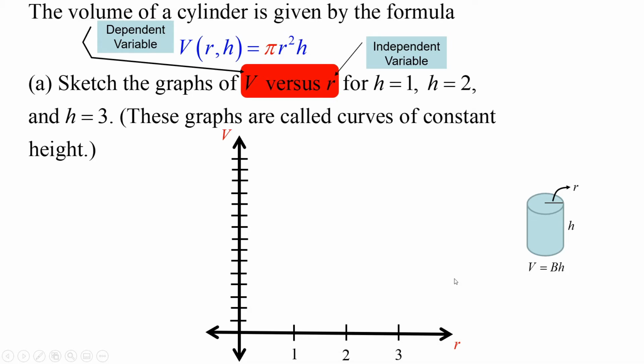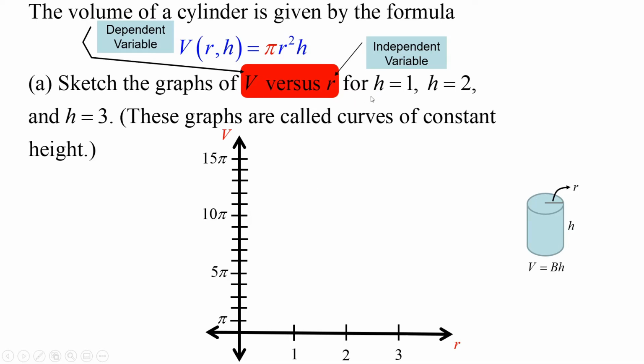Now I've got to think about my outputs. My outputs are going to be the radius squared times pi when h equals 1. So I'm going to scale the V axis in terms of pi's, and I think I can get away with every hash mark worth pi. Let's see. Yeah, there we go. 1 pi, 2, 3, 4, 5 pi, and so on. Perfect. All right, now let's just plot some points.